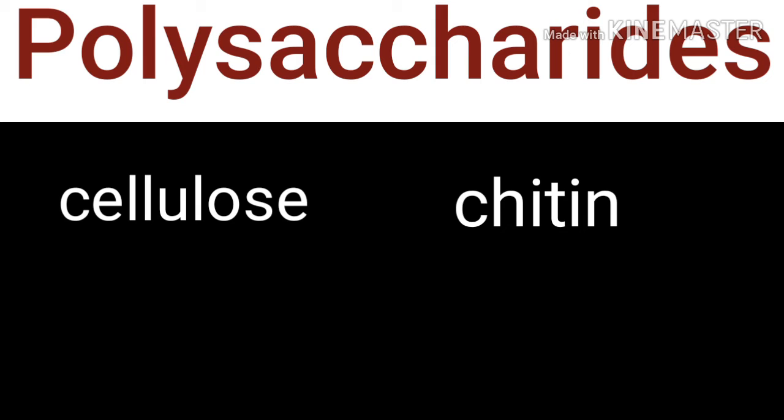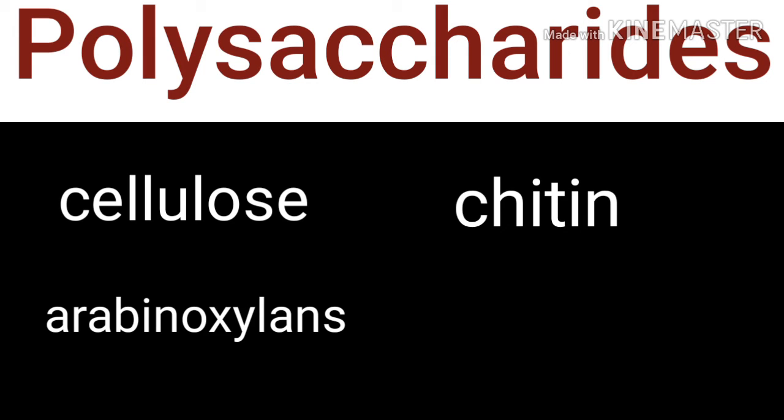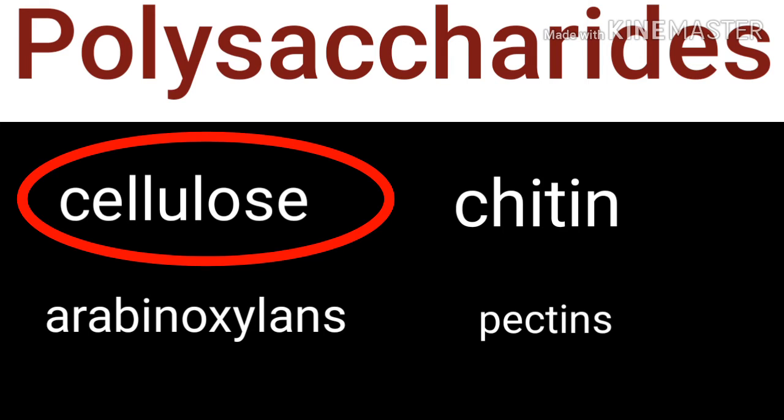For the structural polysaccharides, we have two main types, cellulose and chitin, but we also have arabinoxylans and pectins. Cellulose is a fibrous homopolysaccharide of high tensile strength which forms a structural element of the cell wall in all plants and in some fungi and protists. It is also insoluble in water and does not change color when mixed with iodine. Cellulose is the most abundant carbohydrate in nature.